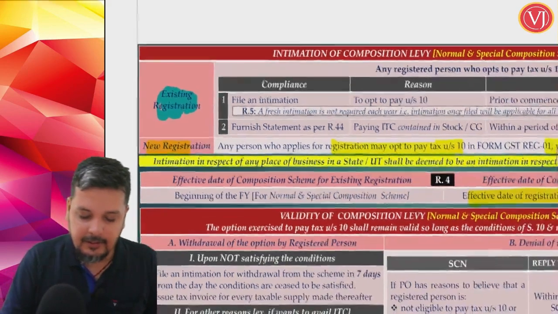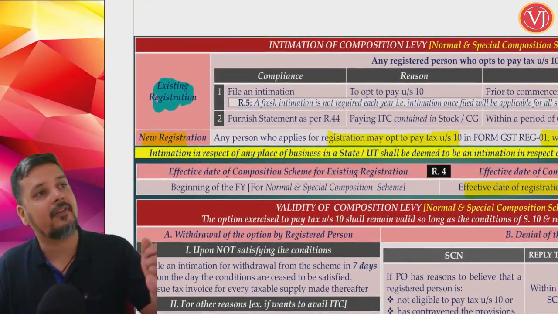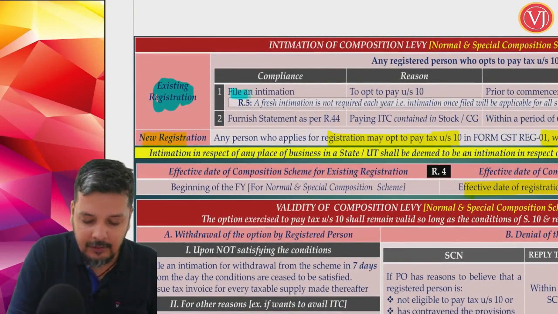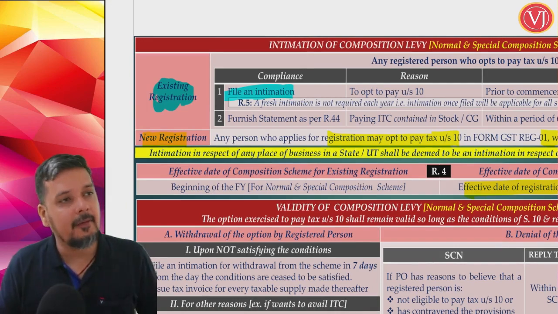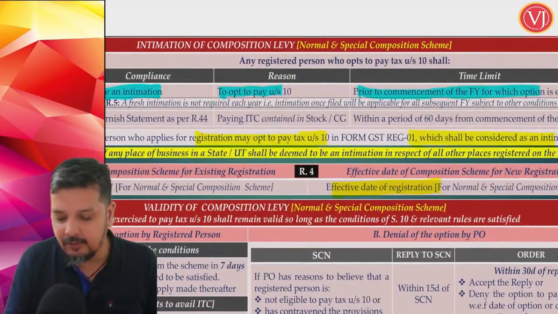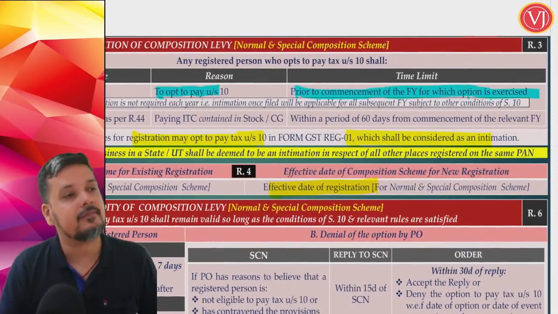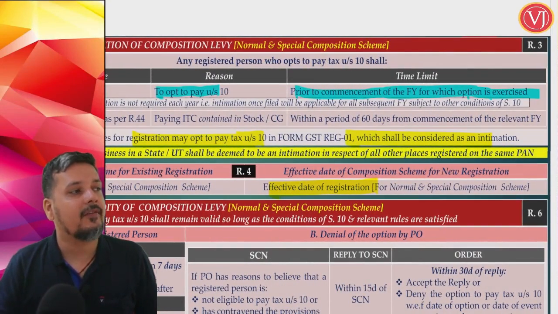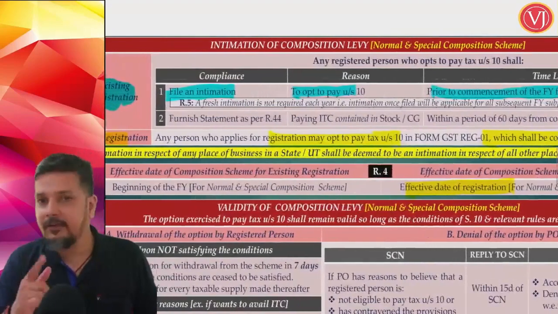You can enter inside composition scheme only from 1st of April of next financial year, for which you have to give an intimation before 31st of March of previous financial year.